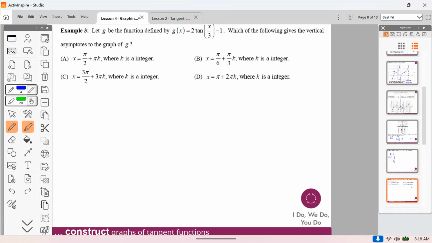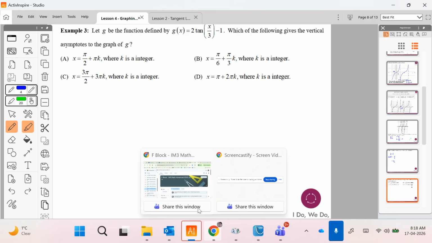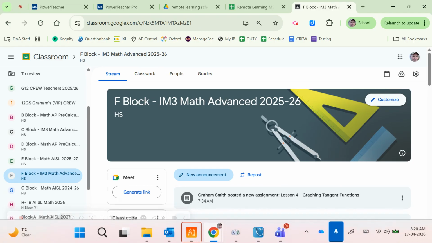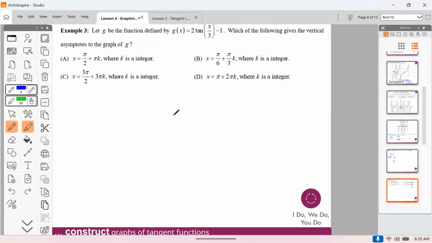Let the function g be defined. Find which of the following gives the vertical asymptotes. Have a go at this one. Put your answer in the chat. Okay, so we can see here that B is equal to 1 over 3. The period is pi over B, which gives us pi over 1 over 3, which is equal to 3 pi.